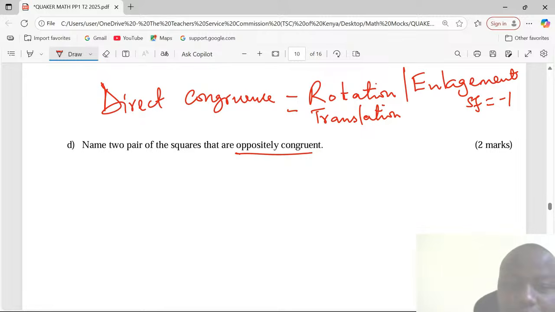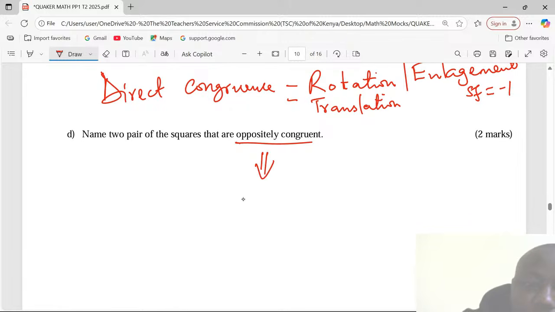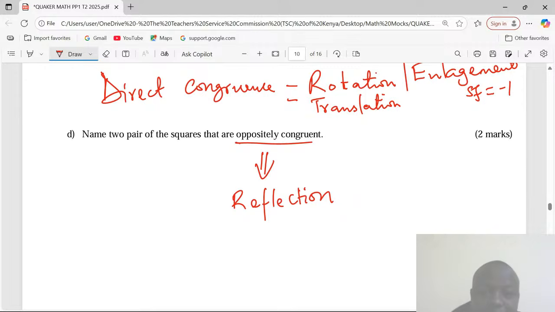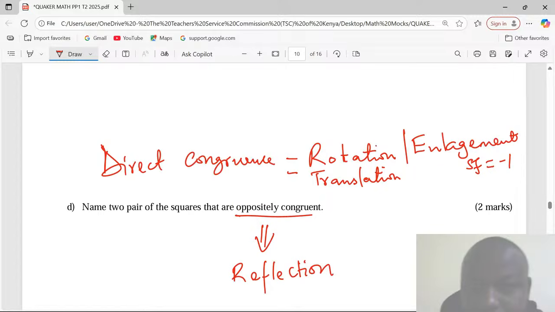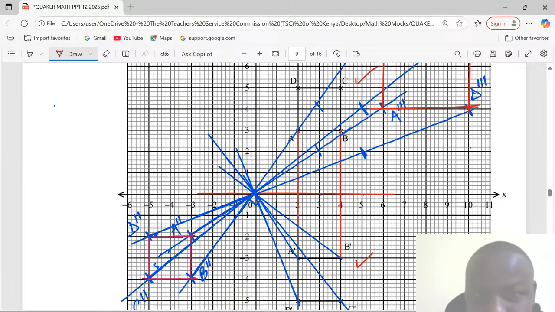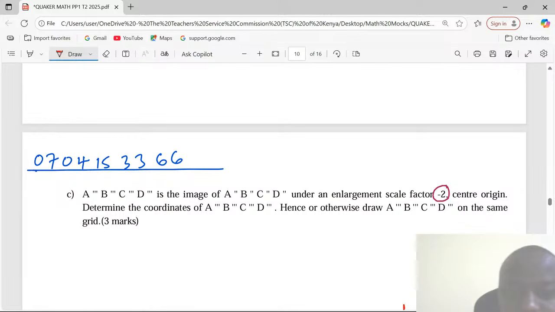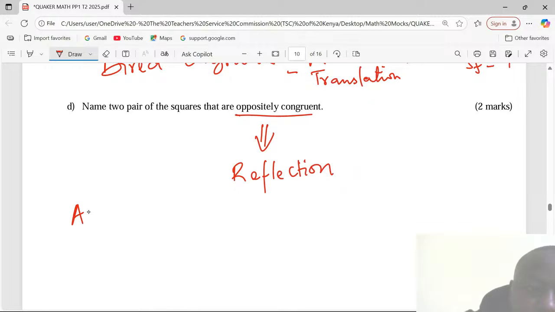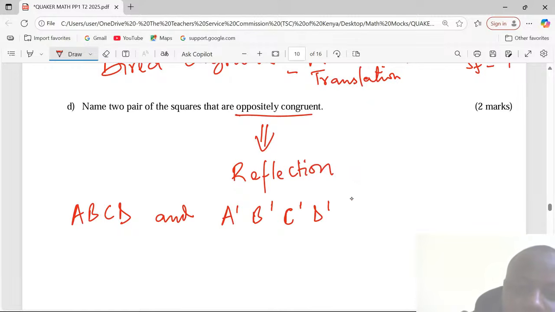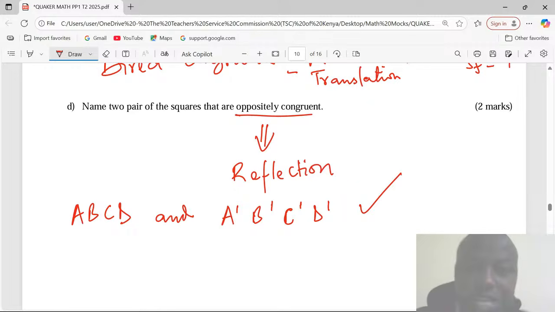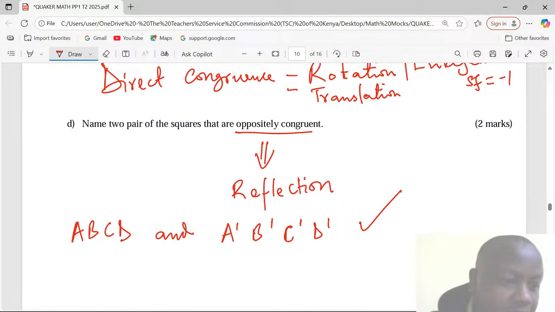When we talk about indirect congruence or simply opposite congruence, this is where reflection has been involved. So don't be struggling to know the pair which is oppositely congruent. Just discover where reflection has been involved. In this case, where was reflection involved? In the first case, even before we started, the first square and the first image. So we will talk about A, B, C, D, and A prime, B prime, C prime, D prime. That is the only pair which is oppositely congruent because a reflection is involved. You cannot lift one of the squares and fit directly into the other one.